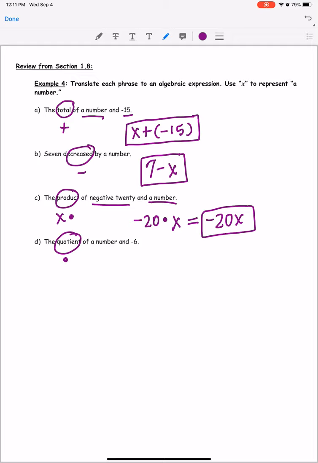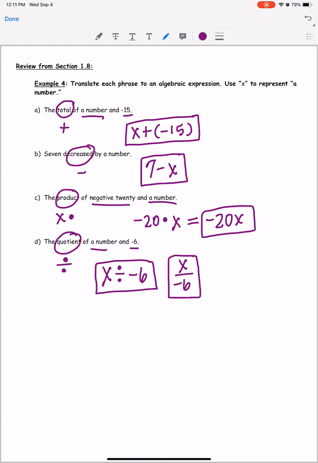And then quotient means to divide. So the quotient of a number and negative 6. So you can write this one 2 ways, and both of these ways are perfectly acceptable. We have a number and then negative 6. So you can either do your number divided by negative 6, but you're going to start seeing this more often as a fraction. So x over negative 6. These mean the exact same thing.